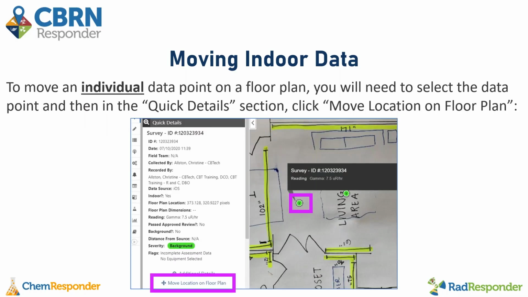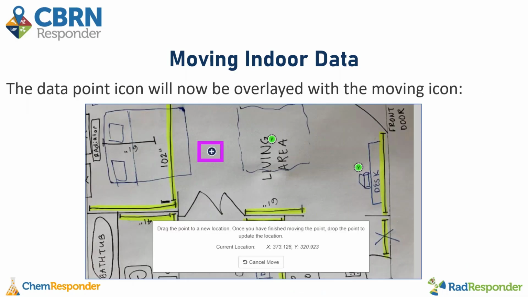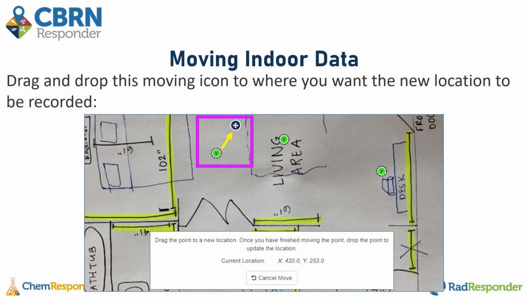To move an individual data point on a floor plan, you'll just select the data point on the floor plan, and then in the Quick Details section, you'll click Move Location on Floor Plan. The data point icon will now be overlaid with the moving icon. You'll drag and drop this icon to where you want the new location to be recorded. So you can see here where the original survey was, I moved it a little bit up and a little bit to the right to best represent where this reading was taken.